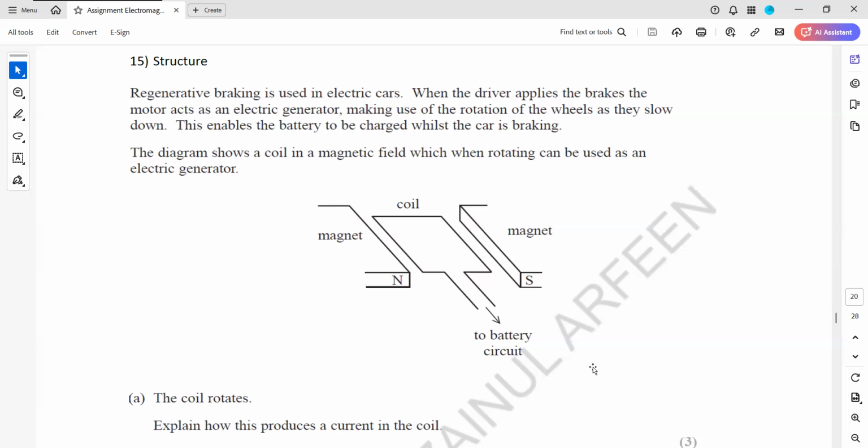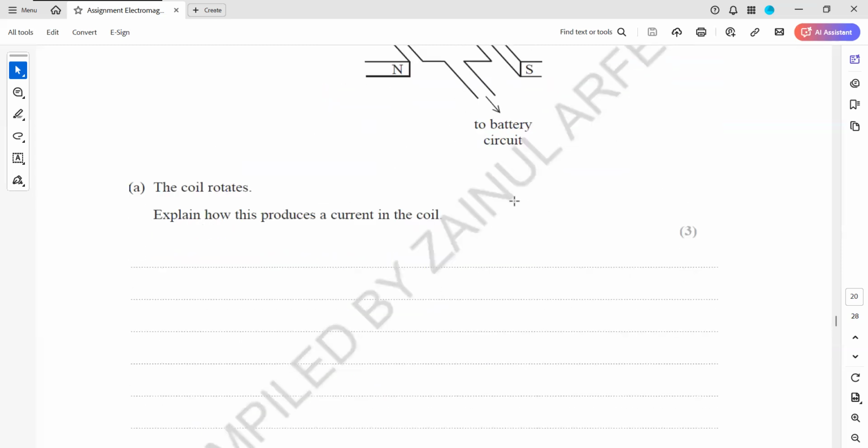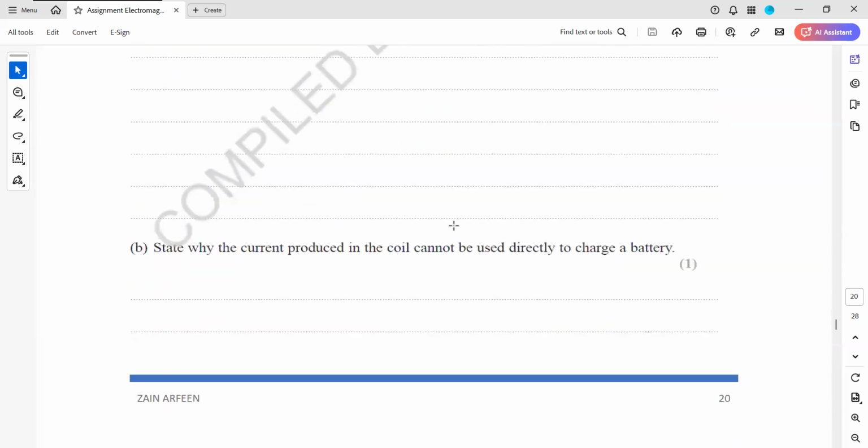So how to score 3 marks? 1 mark for mentioning as the coil is rotating, there's a change in magnetic flux linkage, or it cuts the magnetic field. Second mark is it induces EMF, which generates a current because we have a closed circuit. If there was no closed circuit, there will be no current. But the circuit is closed, that's why the current is produced.